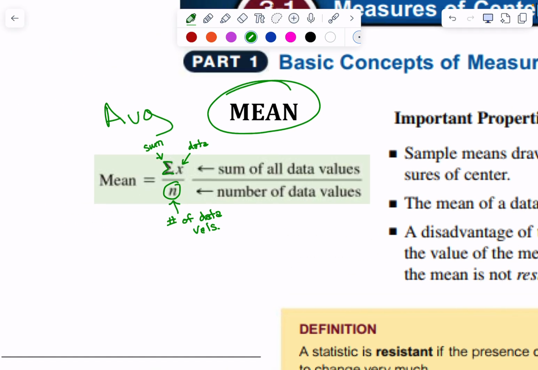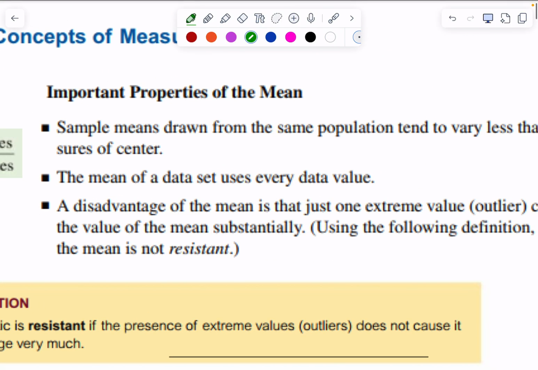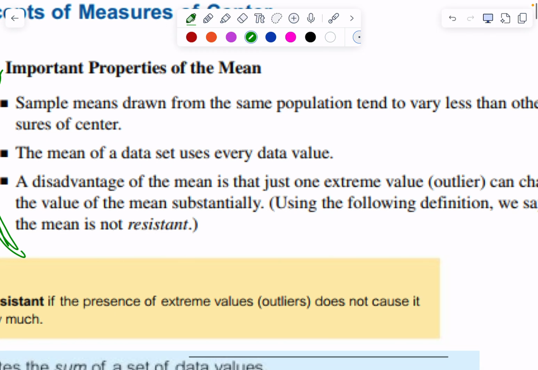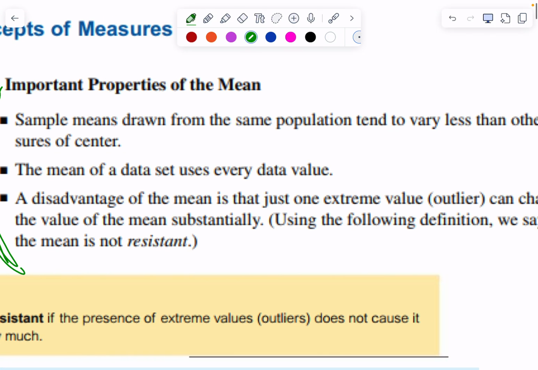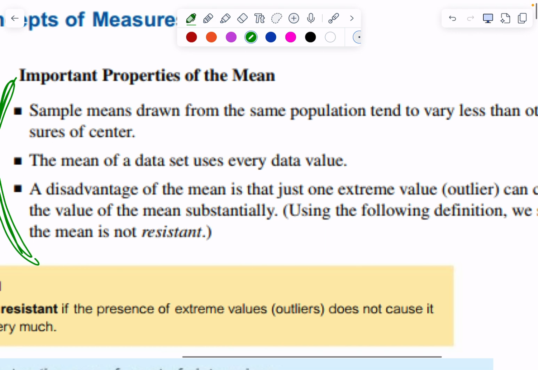Now, here are the things that I want you to remember. We know how to find the mean. We know how to find the average, but here are the important parts of it. Things that we need to pay attention to, as far as where is the center of the data, and what do outliers do to the mean? It's something called resistance. Sample means drawn from the sample population tend to vary less than other measures of center. Okay, whatever, we'll skip over that one. The mean of a data set uses every data value.